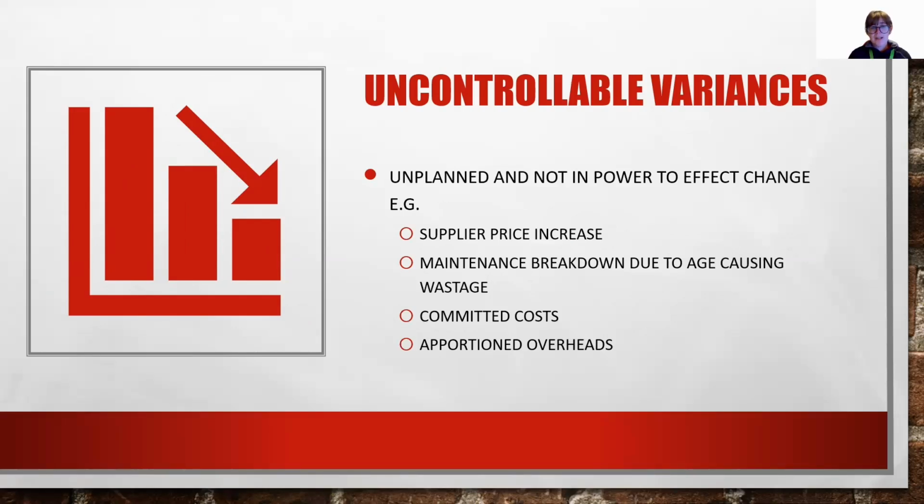If we've got a maintenance breakdown due to the age of our machinery, perhaps we weren't going to know that it was going to do that. The only way we could control this is by going out and buying new machines, which is obviously going to be quite costly. Committed costs, perhaps it's not down to our department. Perhaps it's an apportionment of overhead fixed costs. We can't stop that. That is out of our department's control. And like I just said, apportioned overheads, a similar theory to committed costs.